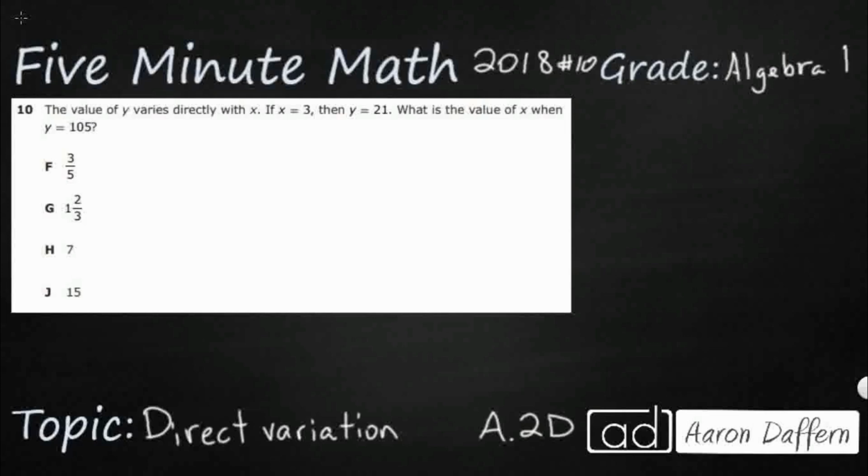Today we are looking at the Algebra 1 concept of direct variation. This is standard A.2D in the great state of Texas, and we are using item number 10 of the 2018 released STAAR test. If you haven't done so already, please take a moment to pause the video, work this problem out on your own, unpause it, and we will look at our answers together.